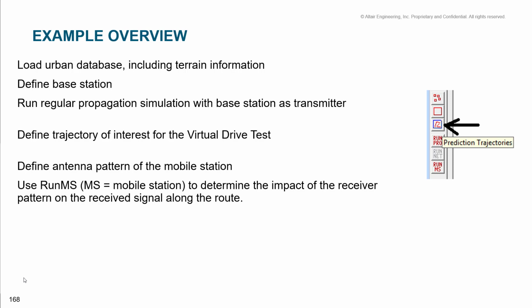Next, we will define the trajectory or the path of interest where the virtual drive test will be performed. Once the trajectory is defined, we will define an antenna pattern for the mobile station or the receiver. Use run mobile station to determine the impact of the receiver pattern on the received signal along the route. So let's start with the first step.